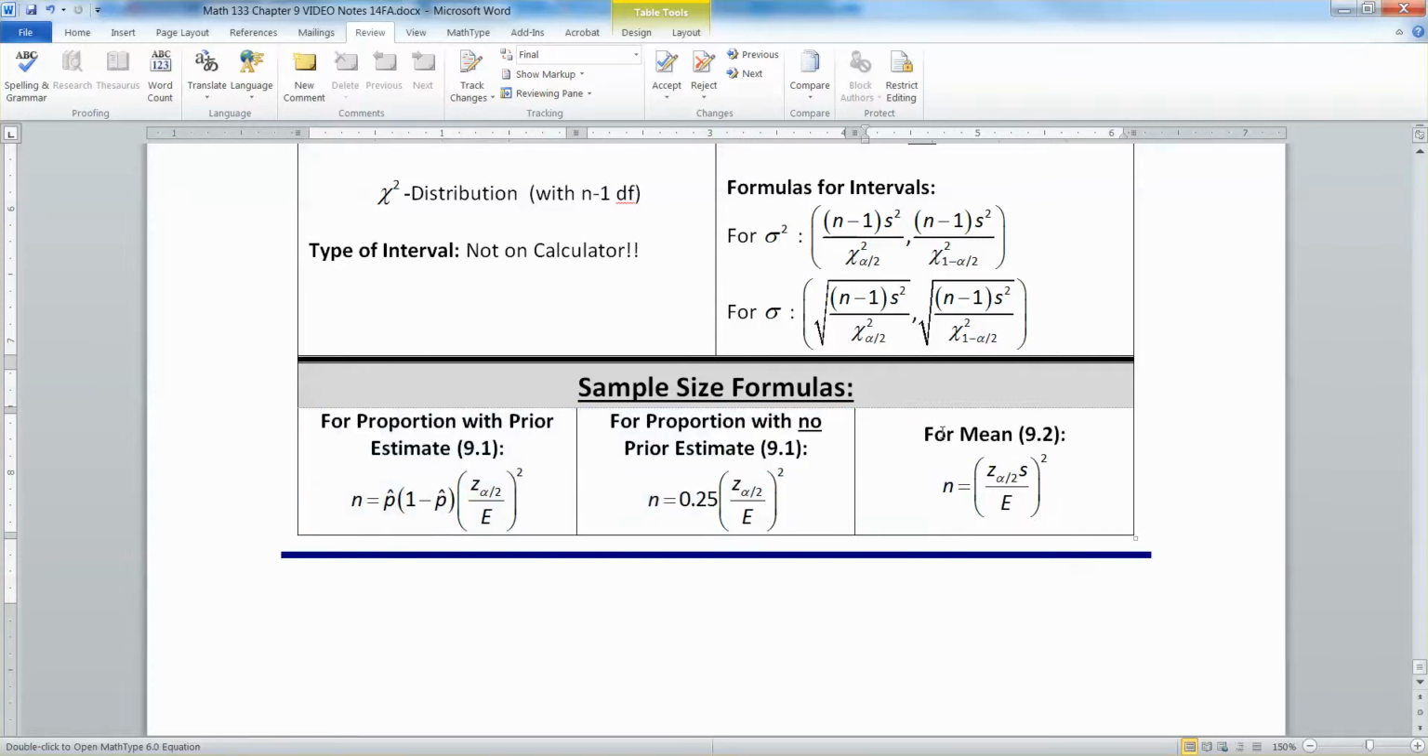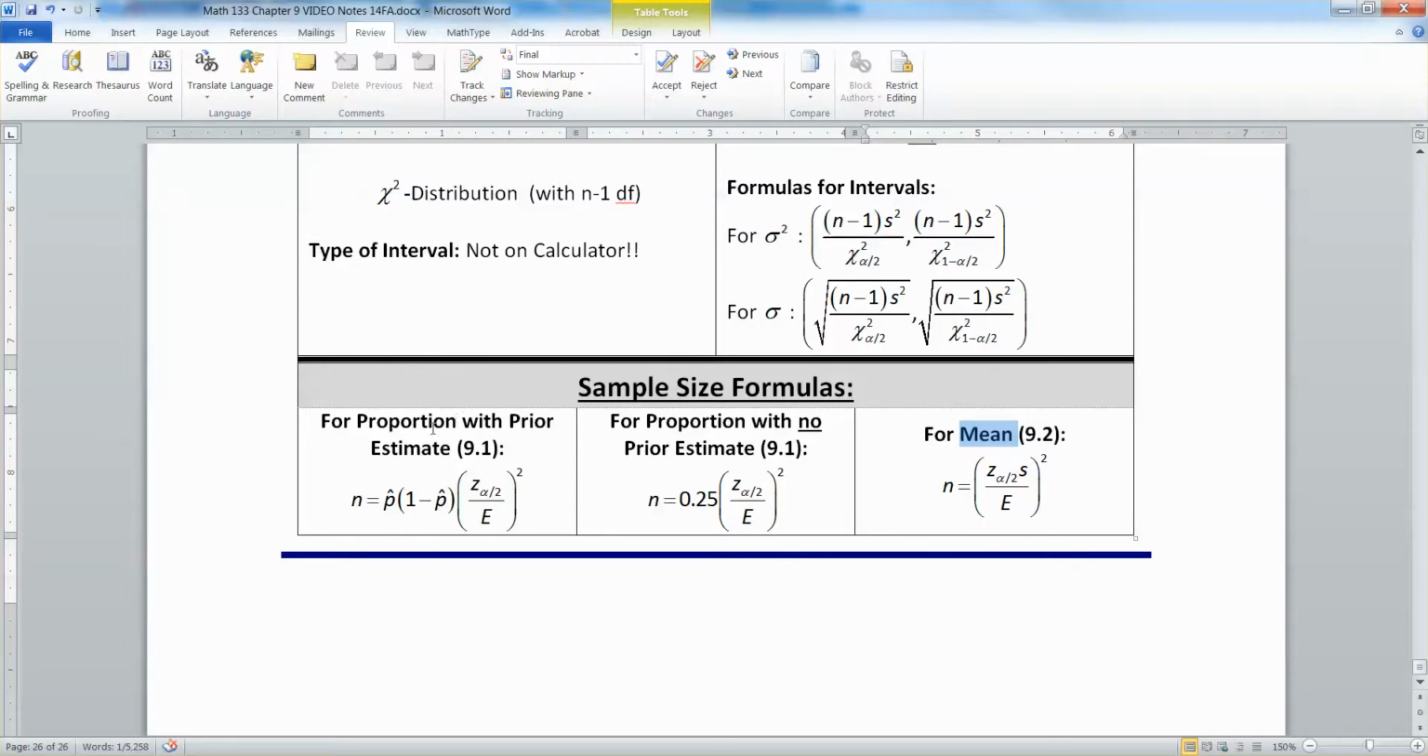For the mean, however, that's different because you're not really polling things necessarily. You are, how many tires do I need to sample to know the average life of a tire? How many people do I need to sample to know the average body temperature? You're looking for an average.